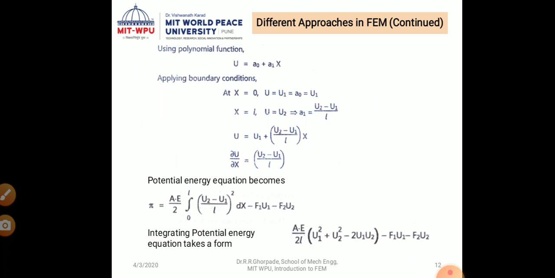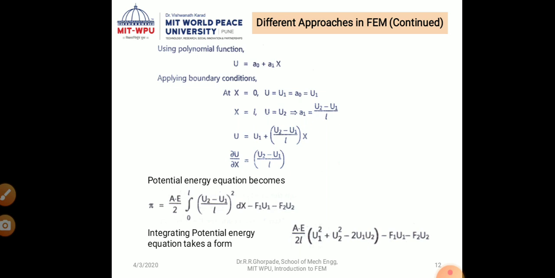Now you have to assume here polynomial function for displacement to be u as a0 plus a1 x. Applying the boundary conditions for this bar now, at x equals 0, u is u1, that is a0, and that is equals to u1. So at x equals L, u is equals to u2, that is a1, and therefore it is equals to u2 minus u1 by L. So this is a1. So both these values now you have to substitute in the polynomial function u. So u becomes equals to u1 plus (u2 minus u1 by L) into x. So derivative of this u is u2 minus u1 by L.